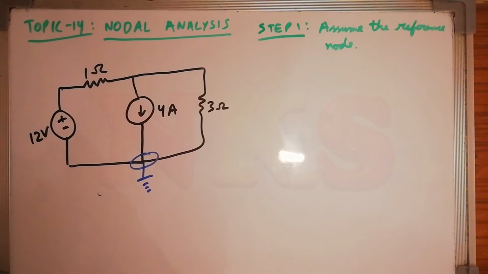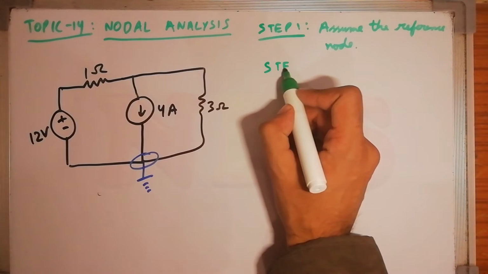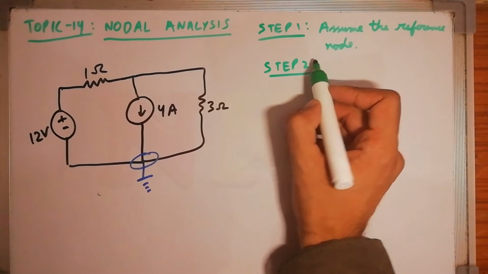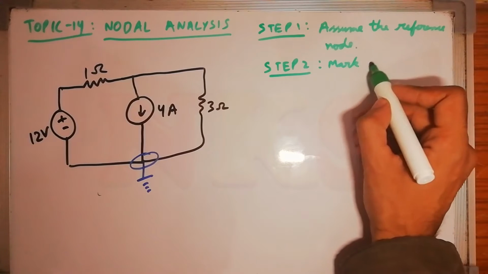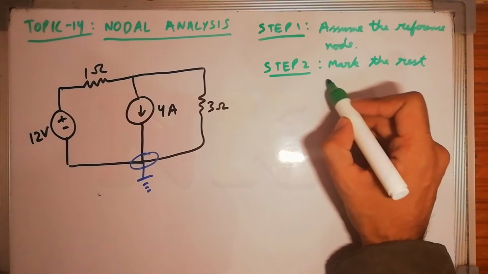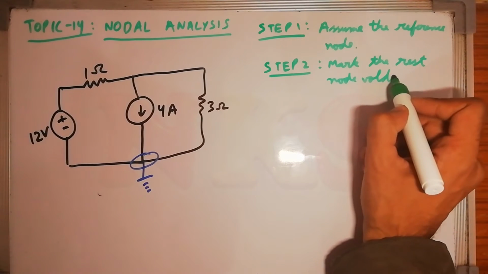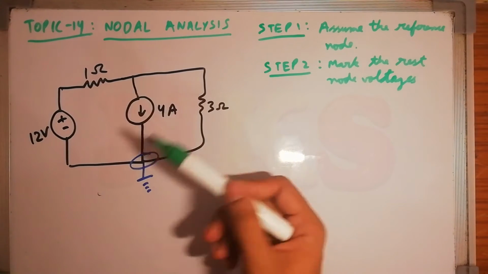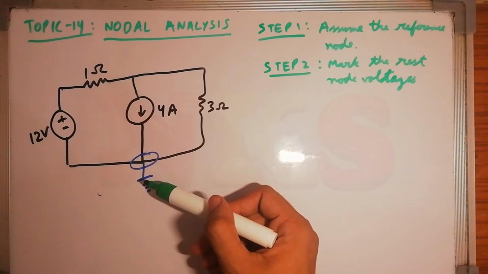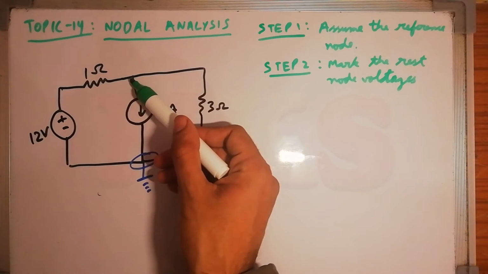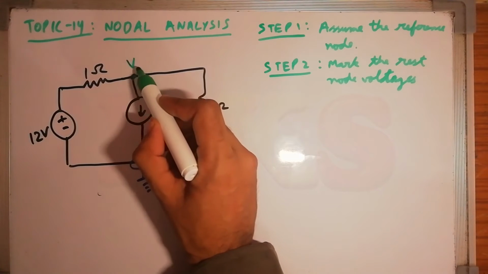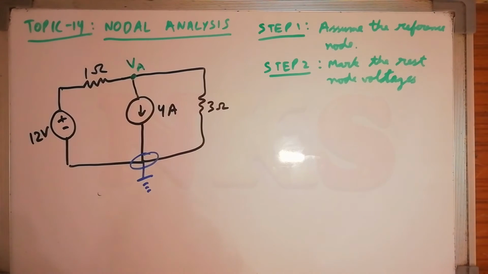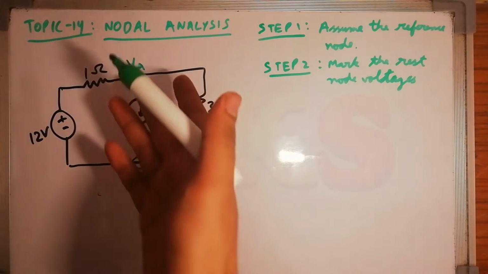Step 2 is mark the node voltages, the rest of the node voltages. Here there are 2 nodes, so one node you have to assume as reference, and this I have assumed as reference. How many nodes are left in this circuit? Only 1. So I will mark the voltage at this node as VA. If there were other nodes, then I would have marked VB, VC like this. So this is step 2, that is, mark the node voltage. I assume that it is VA.